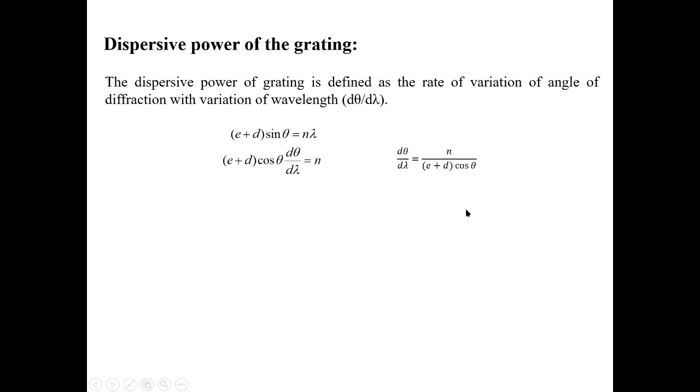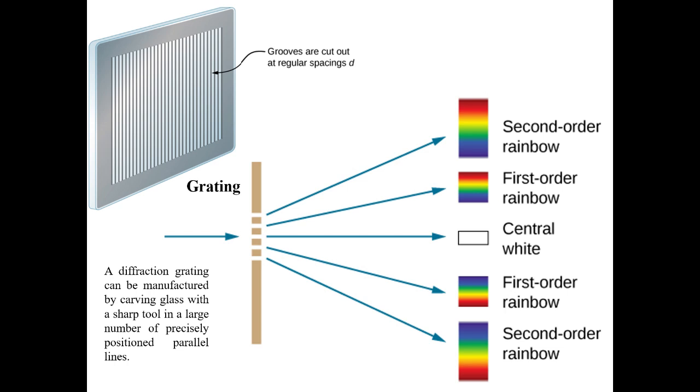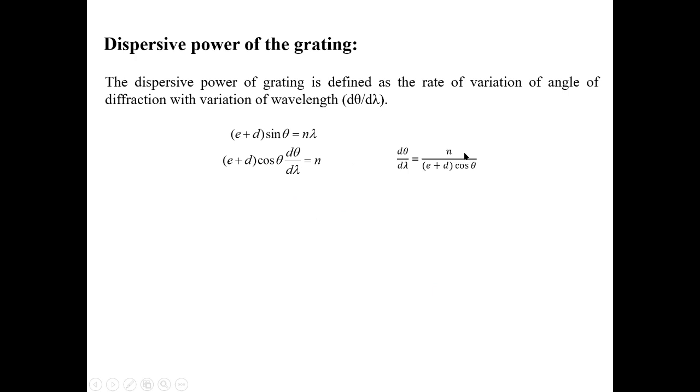So it is clear that the dispersive power of grating is directly proportional to n, and that is the order of principal maxima. We have already seen in the previous slide that as we move towards higher order maximas, the dispersion is more, and that is clear by this expression. This d theta by d lambda can be found in another way also.